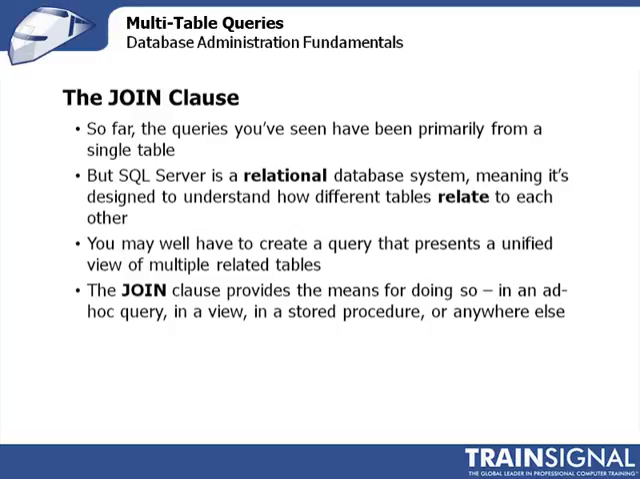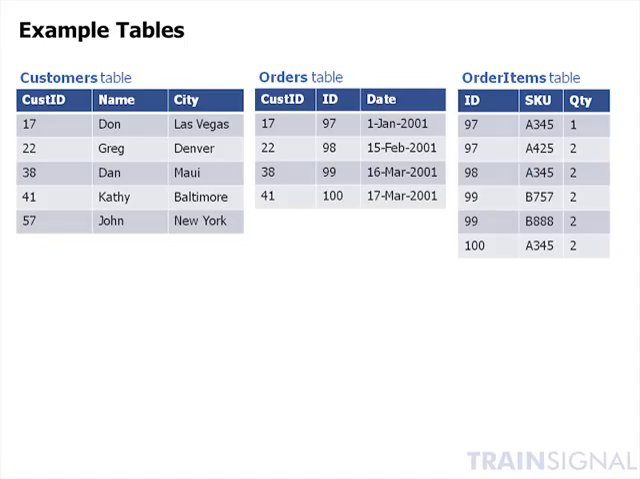So far, the queries that you've seen have been primarily from a single table, but SQL Server is a relational database system, meaning it is specifically designed to understand how different tables relate to each other. You may well have to create a query that presents a unified view of multiple related tables, and the join clause provides the means for doing so in an ad hoc query, in a view, in a stored procedure, or anywhere else. Let's walk through an example.